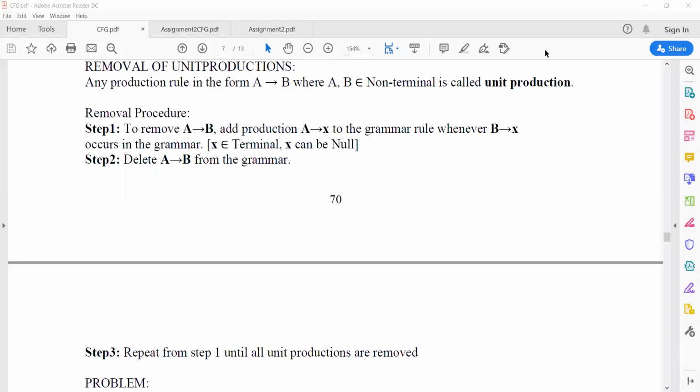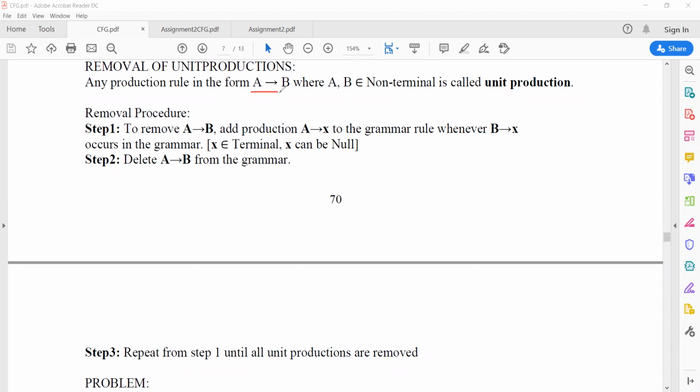Good morning. Today we'll discuss the removal of unit production from a production rule or grammar. In this part, we'll see how we can remove unit productions. What is meant by unit production?